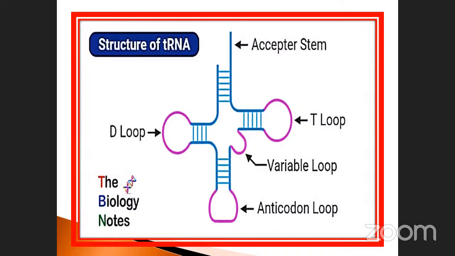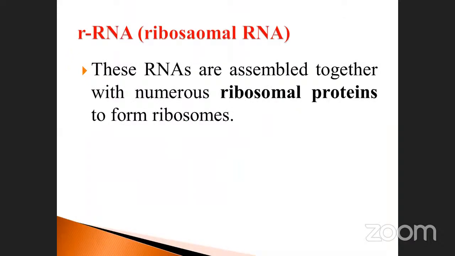These are set up completely inside the ribosomes. The three ribosomal RNA molecules are very, very essential. The next one is rRNA, which we will discuss very deeply. Ribosomal RNA is assembled together with numerous ribosomal protein molecules.